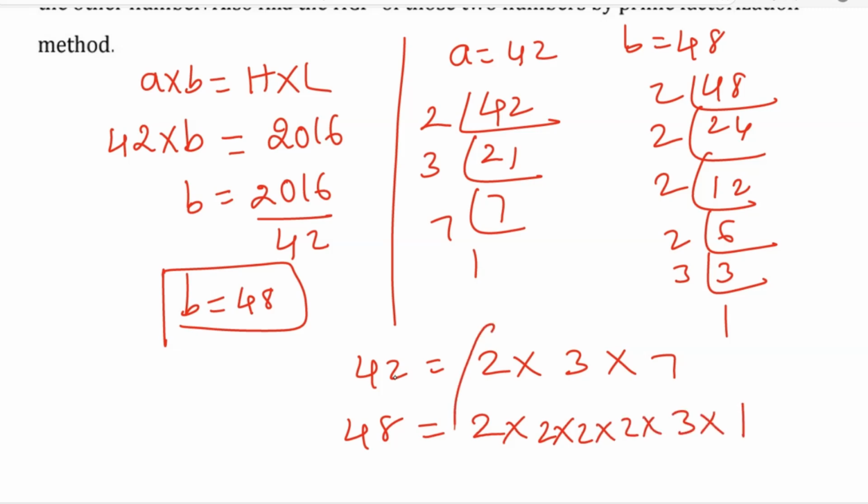So here, if you take the common factors, there is 2 and there is 3. 2 into 3, 2 into 3 is how much? 2 into 3 is 6. So the HCF of these two numbers will be 6 by using the prime factor method. Hence we have solved the 24 problems. In the next video, I will be solving the remaining ones. Thank you for watching.